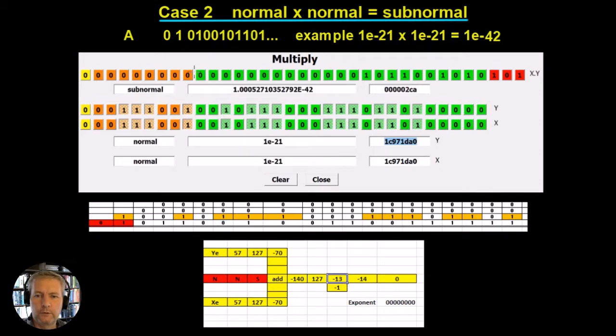So we know that in a subnormal number the exponent is going to be all zeros. But in this case, if we look at the two values, xe is 57 minus the 127, which gives us minus 70, and ye is exactly the same. So we'll have minus 70 plus minus 70 is minus 140, plus the 127 gives us minus 13. The minus 13 isn't 0. So we can't use this route in order to determine if we've actually got all zeros here. We have to have some other method of ensuring that we get all zeros in the exponent.